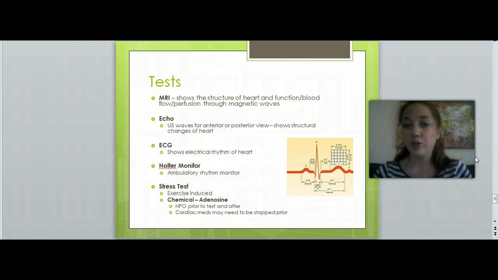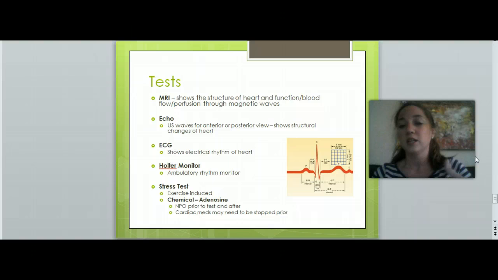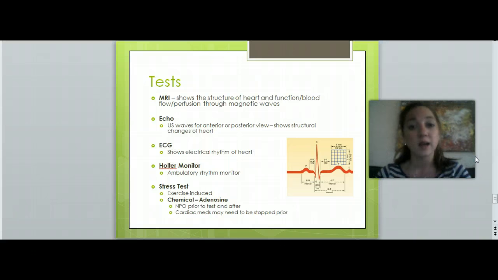An echocardiogram, also called just an echo, uses ultrasound waves just to see the anterior and posterior view of the heart, and it'll show us if we have any kind of structural changes or any other kind of damage within the heart as well. An ECG or EKG, it all stands for electrocardiogram, shows the electrical rhythm of the heart. As we get into really studying the electrical rhythm, you'll see how that ECG can really tell you so many things. We'll look at that really towards the end of our cardiac series.